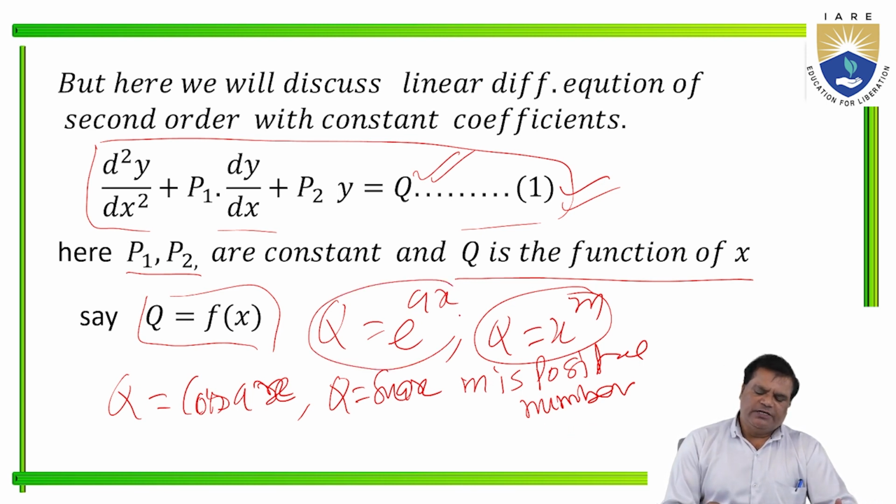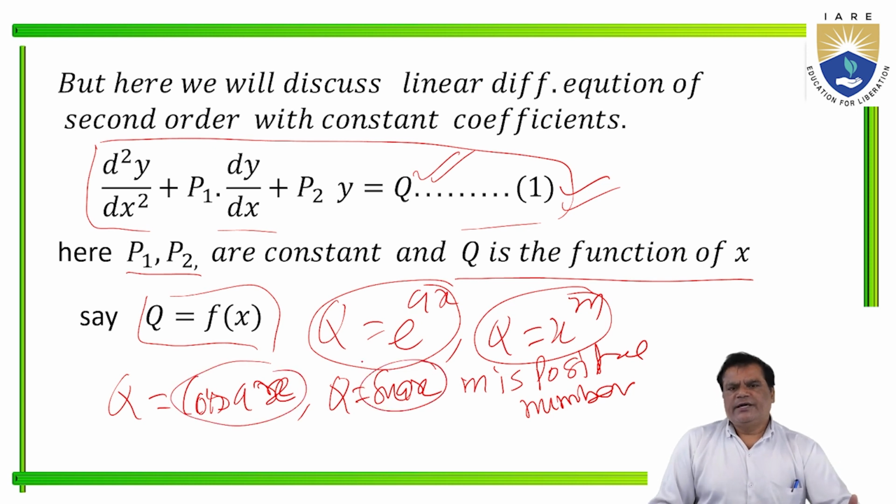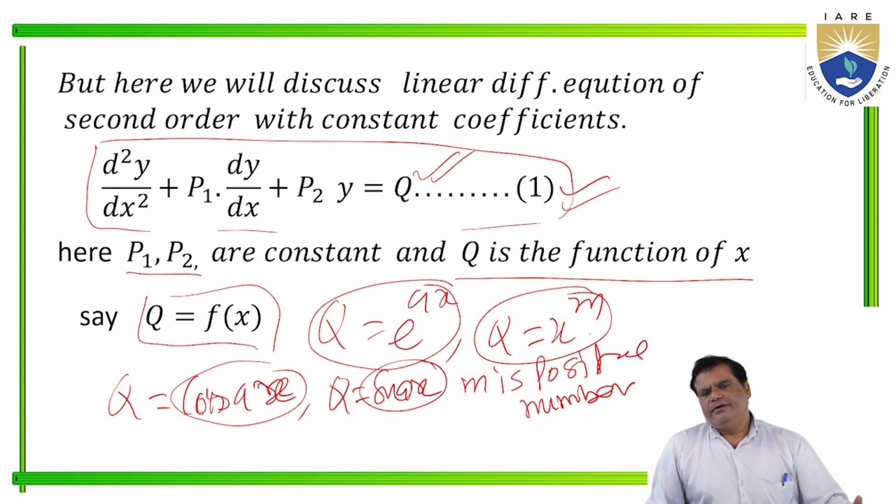This is the exponential function. If Q is an exponential function, then how can we find particular integral? And Q is cos ax and sin ax. So separate cases arise here. If the function is exponential, that is case first. Function is algebraic, that is case second. Function is trigonometric, that is case third. So one by one we are discussing here how we can find particular integral if the functions are different.